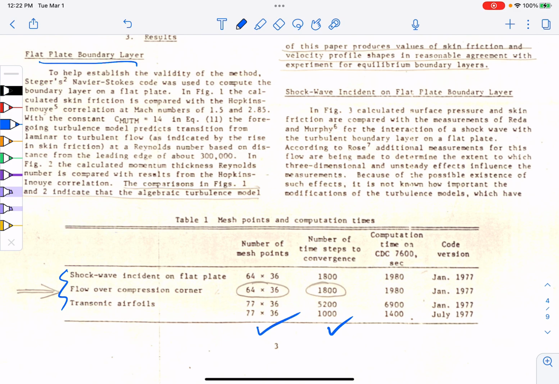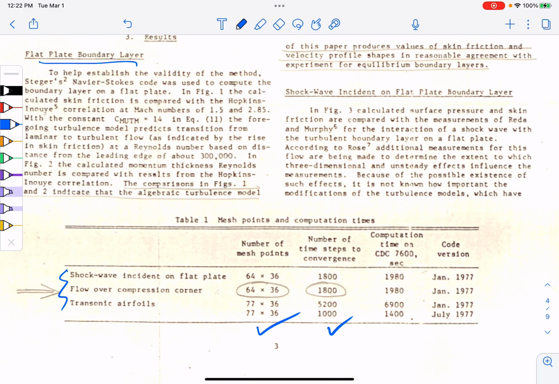You see it's pretty limited. He only had 64 by 36 and 77 by 36 grid points, so it's very tiny. And he's using a $5 million computer to solve that. Now think about your computer project now. Some of you have 1,000 grid points in one direction, and maybe 400 or 500 in the other. So that's nothing for a contemporary laptop to do.